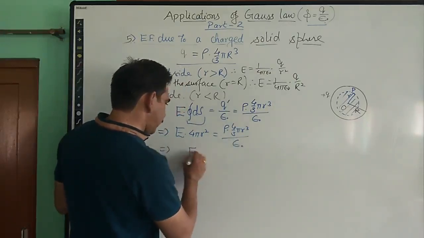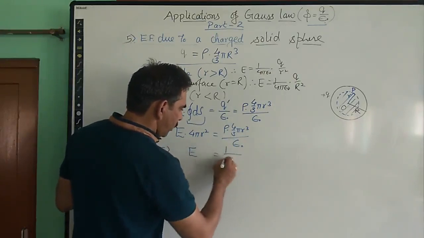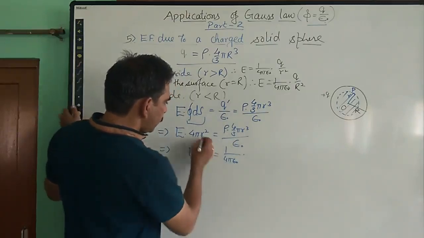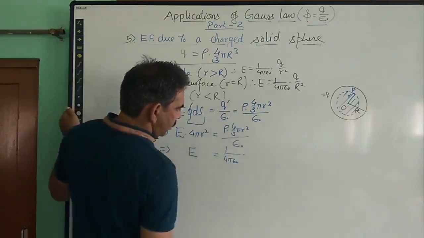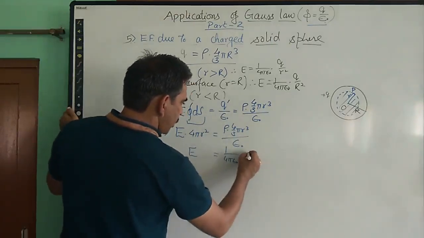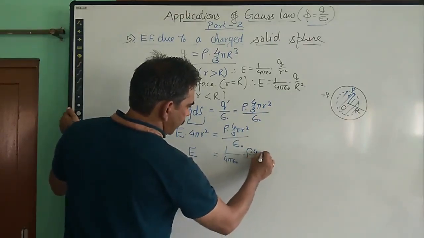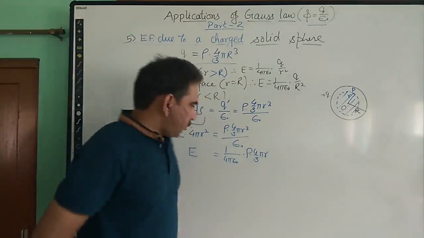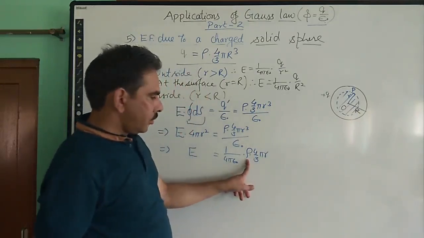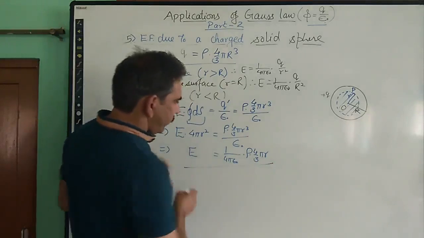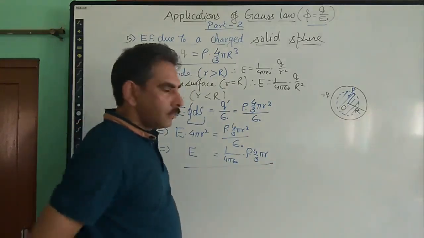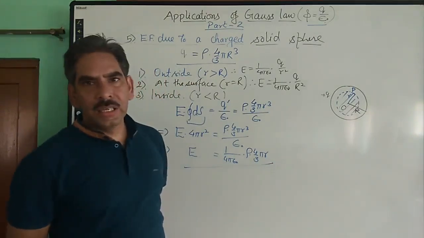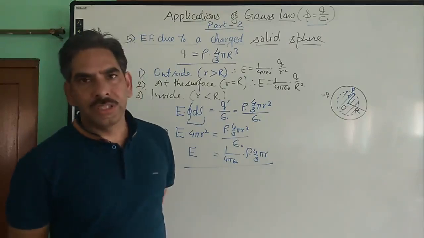So from here the electric field reduces to the expression 1 upon 4 pi epsilon naught into, whenever we take r square here, r square cancels out and we are left with rho into 4 by 3 pi into r. We can substitute this value of rho here and hence calculate the electric field further. So this is the expression for the electric field just inside the charged solid sphere.